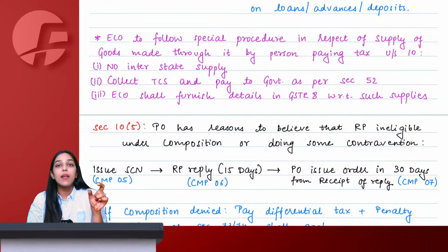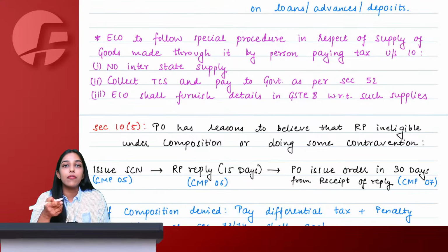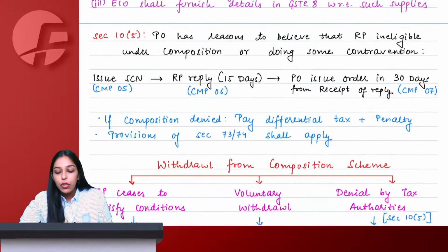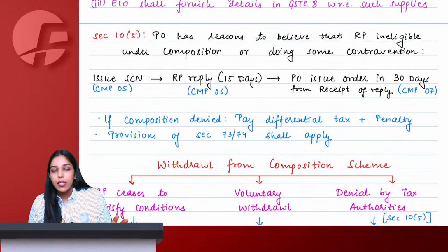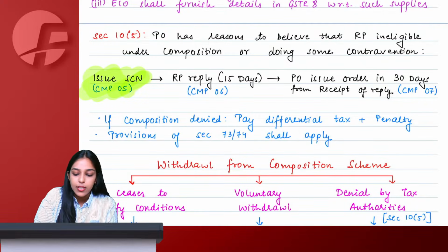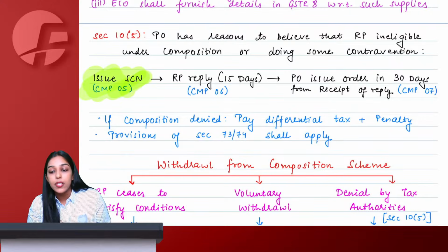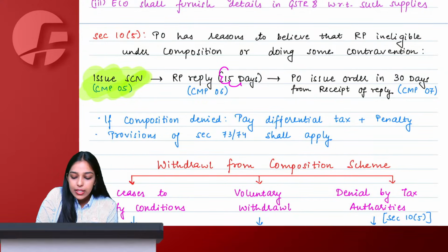Understood? Yes. And being a supplier of goods, you can supply through an e-commerce operator, but a supplier of service cannot supply through an e-commerce operator if you want to be a composition person. Just make sure you are not doing any interstate supply. If due to any reason you have opted for composition scheme, but the proper officer feels you are ineligible, let's say the proper officer thinks that your turnover has exceeded 1.5 crore or you are making interstate supply, then the proper officer can issue you a show cause notice saying, please show us the cause why you are eligible in composition, because we think you are ineligible. We want to kick you out of composition scheme. Then in that case, you will have 15 days to reply to this notice.